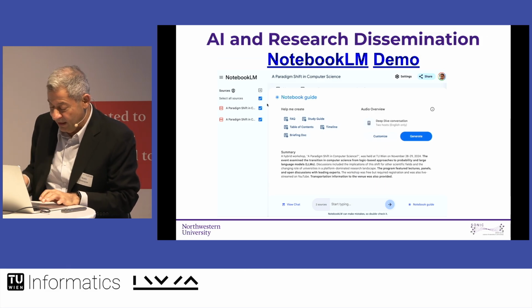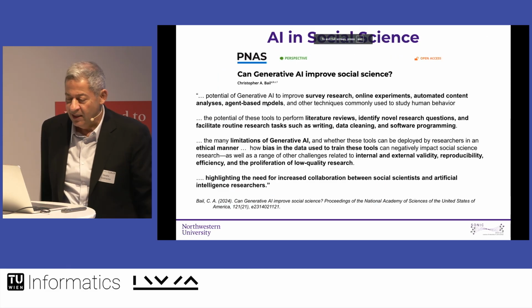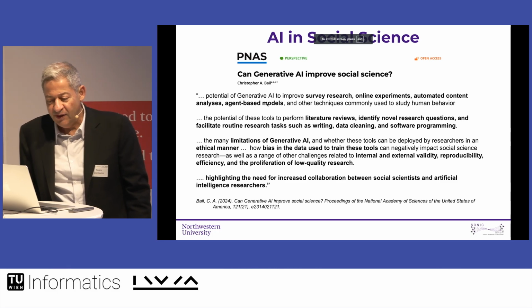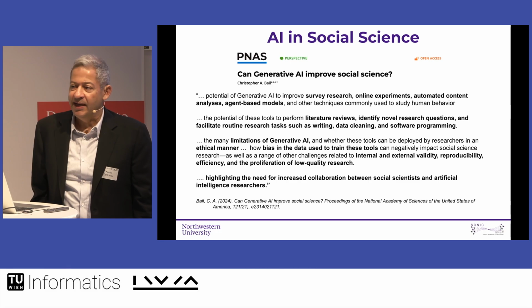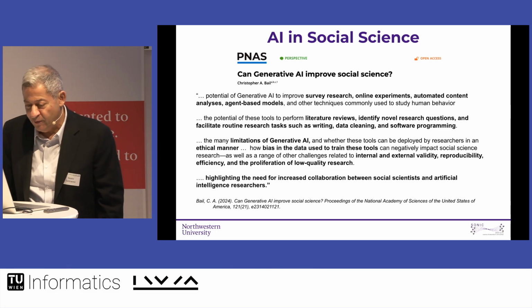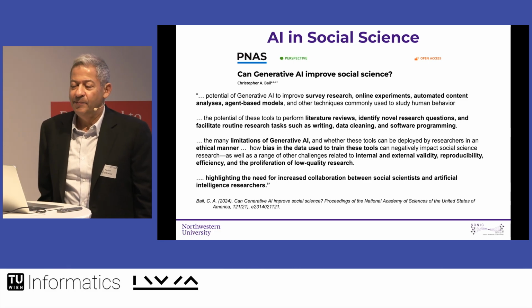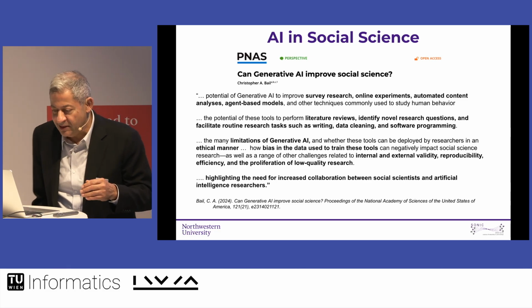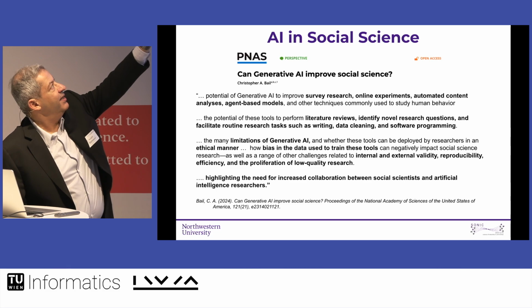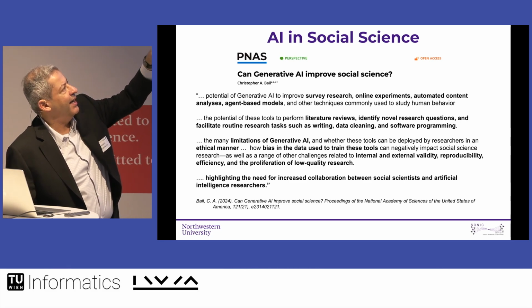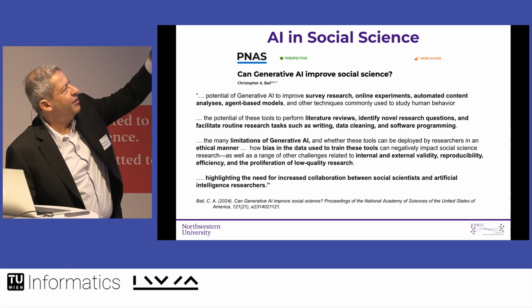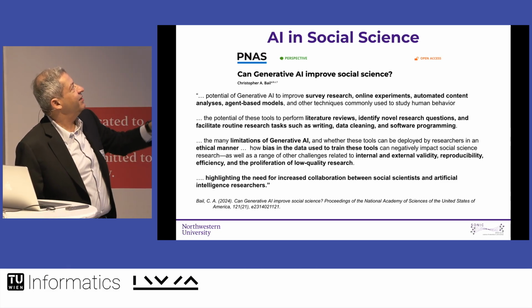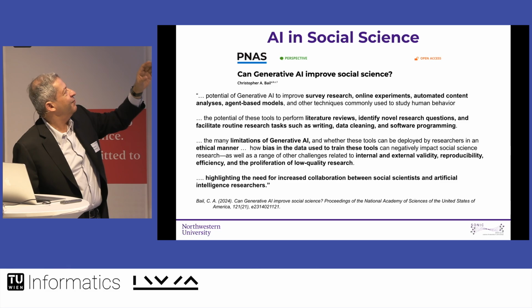And so I think these are also things we want to continue. This was one last closing slide I have here: can generative AI improve social science? For those who are interested, this was an article published in PNAS by a good friend of mine, Chris Bail, and he really goes through and documents in all the different ways how it can help with survey research, online experiments, content analysis, agent-based models, lit review, novel research questions, routine research tasks, writing, data cleaning, software programming.